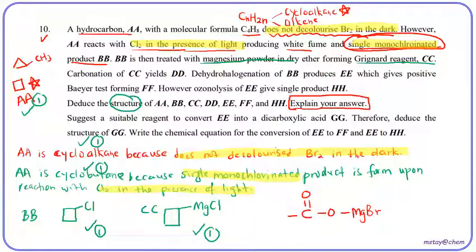Okay, and then the other part we will bond with the cyclic compound. So this is the structure for the DD. Okay, so we will stop here and continue at the next slide.